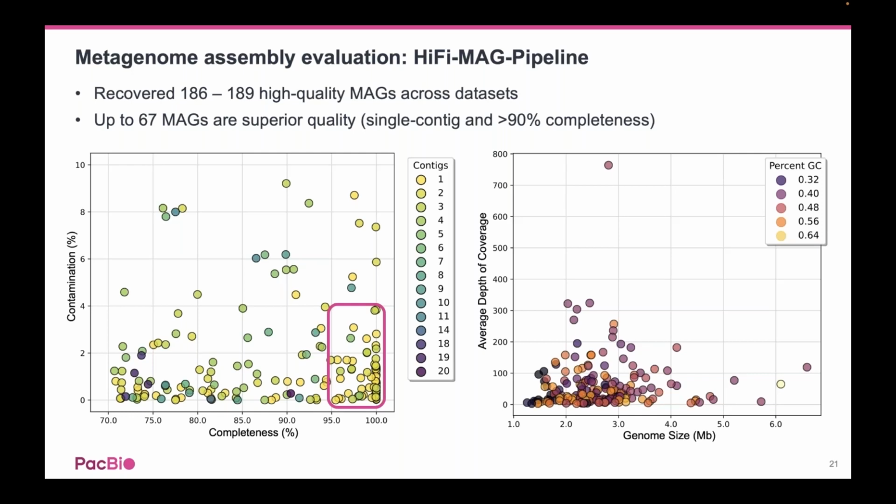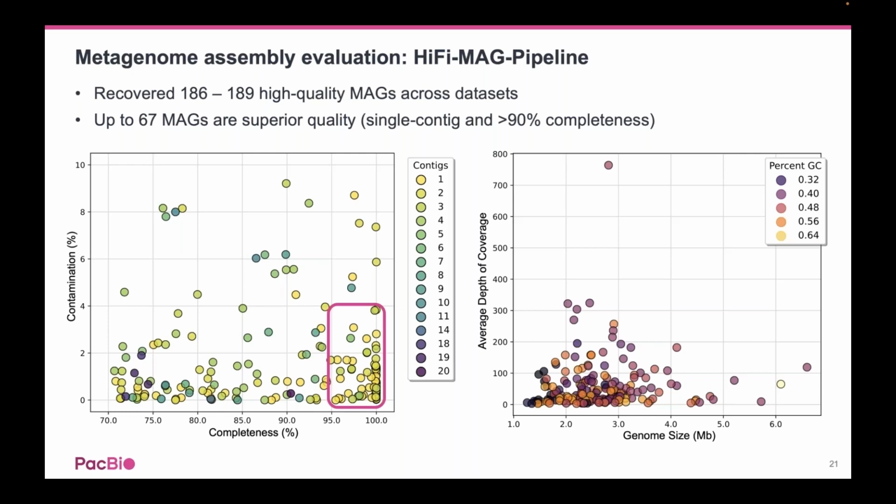So the figure on the left is showing the relationship between completeness and contamination. Each dot represents an individual MAG, and they're color coded based on the number of contigs that they contain. And ideally, what we want to see is a bunch of yellow dots in the bottom right-hand corner of that figure. And this is a zone of really high completeness and really low contamination. And if we look, we actually find that there are 67 MAGs here with what I would consider superior quality. Single contig, greater than 90% complete, less than 5% contamination, which is pretty incredible.